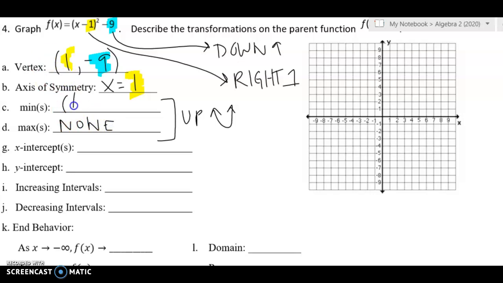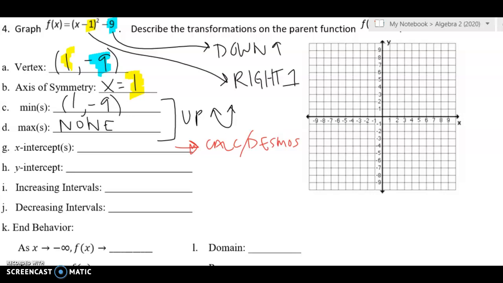And the minimum happens to also be the vertex. So 1 comma negative 9. Okay, this is a little tricky right here, x-intercepts. We can't do too much with this right now, so I'm kind of going to skip over it. You could do this in your calculator or on Desmos. We have technically done this before.